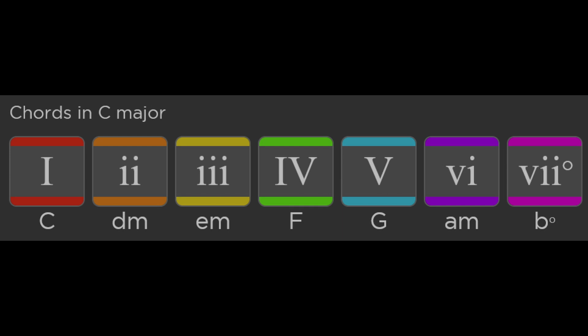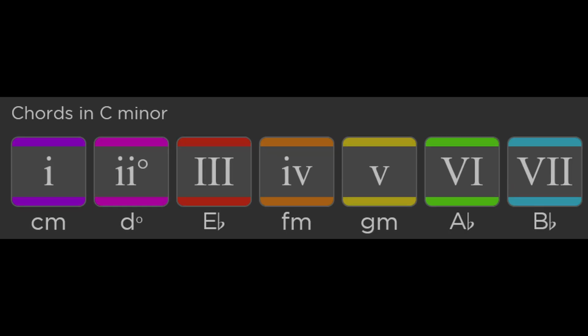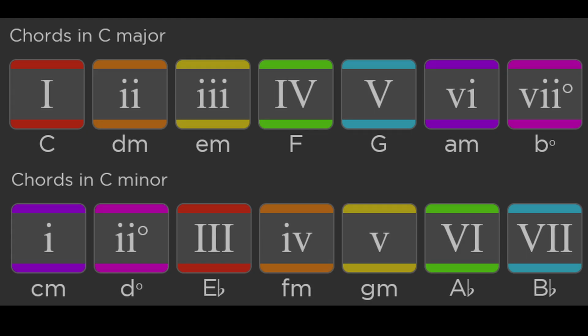Let's now look at the chords in our parallel C keys. The C major key has the chords 1 C major, 2 D minor, 3 E minor, 4 F major, 5 G major, 6 A minor and 7 B diminished. The C minor key has the chords 1 C minor, 2 D diminished, 3 E flat major, 4 F minor, 5 G minor, 6 A flat major and 7 B flat major. You can see that despite having the same root or tonic note in the scale, these two parallel keys do not have any chords in common.